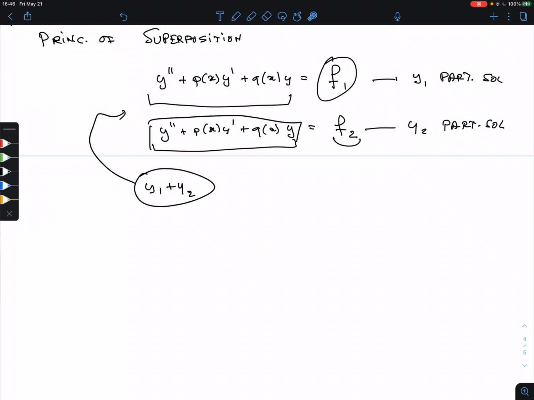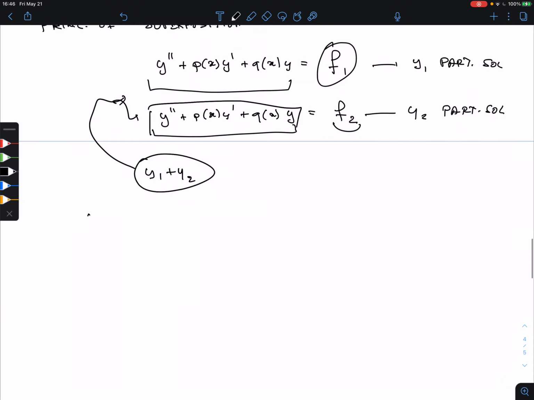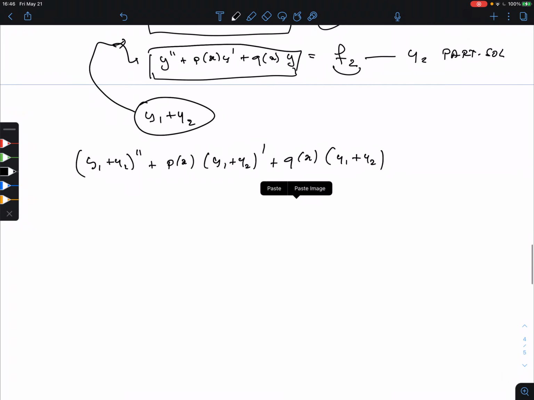So what I'm saying is, if I plug this in here, let me write it up. If you have (y1 plus y2) double prime plus p(x) times (y1 plus y2) prime plus q(x) times (y1 plus y2), we know that the first double prime gives me y double prime. Okay. Now let's gather the terms that contain y prime.